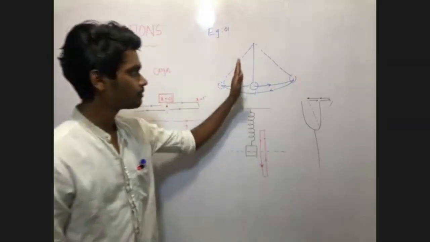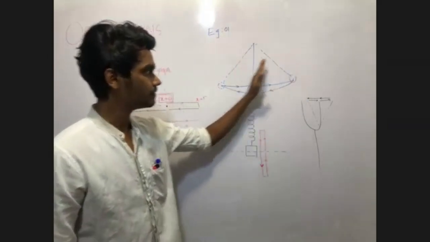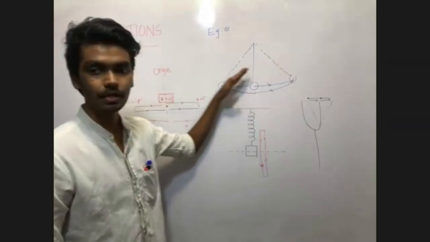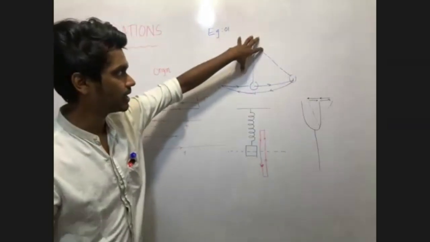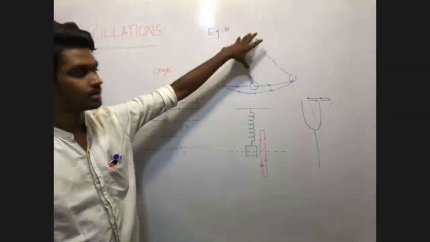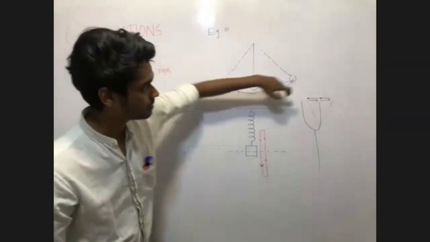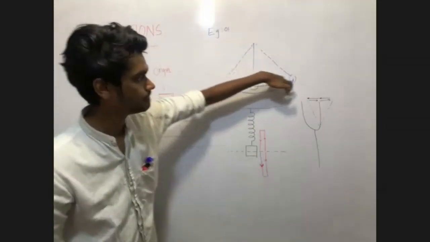When you give a small displacement to this, it will perform a simple harmonic motion. So yes, you can draw this. Just jot this down. Only this figure.